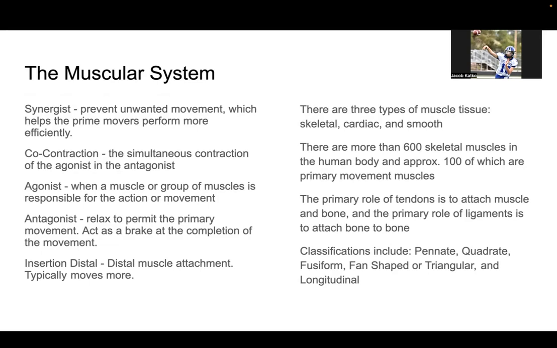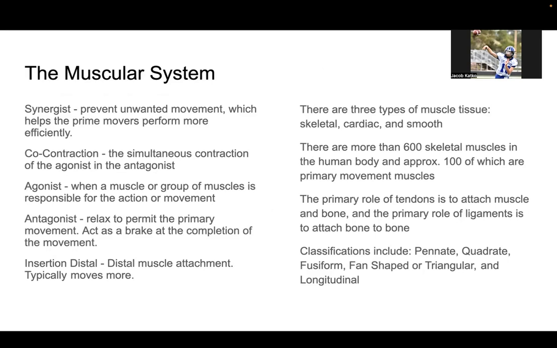Now on the left, a synergist prevents any unwanted movement. Co-contraction is simultaneous contraction of the agonist and the antagonist. Agonist is when a muscle or group of muscles is responsible for an action or movement. Antagonist is relaxing the muscle to permit the primary movement. It acts as a brake at the completion of the movement. And then lastly, insertion is the distal muscle attachment, and typically moves more.